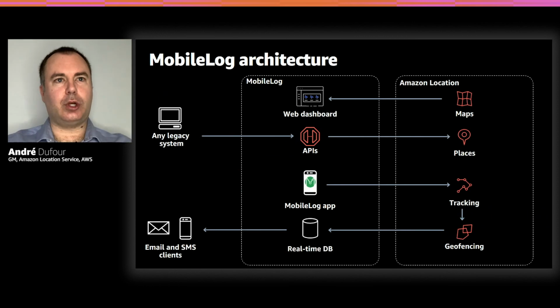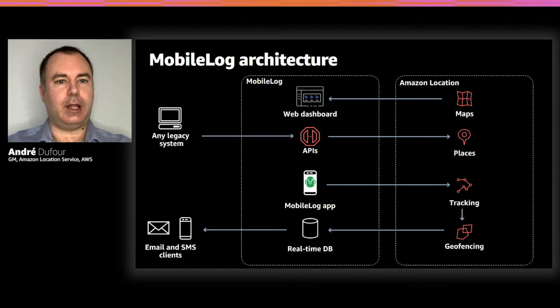So you're looking at the central column here, which is Mobilelog, and you can see they have a web dashboard which enables customers to see the location of assets and how dispatches are taking place. And this is, of course, powered by Amazon Location Service Maps. Customers' legacy systems, or any systems really, can interact with Mobilelog's APIs in order to issue their dispatch requests, but also do things like geocoding and reverse geocoding and point of interest search using Amazon Location Service's Places API.